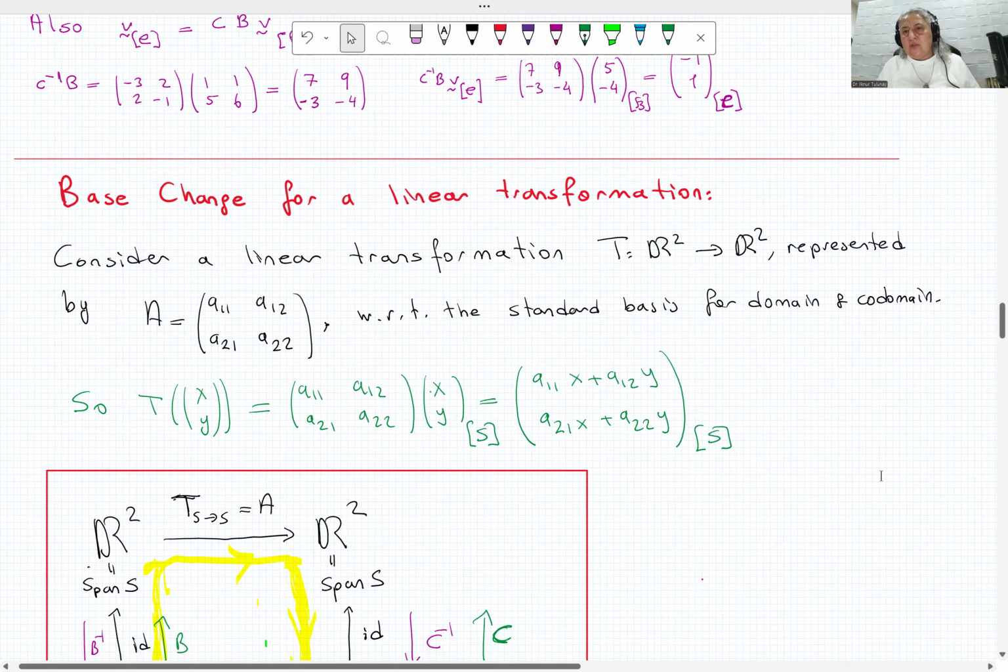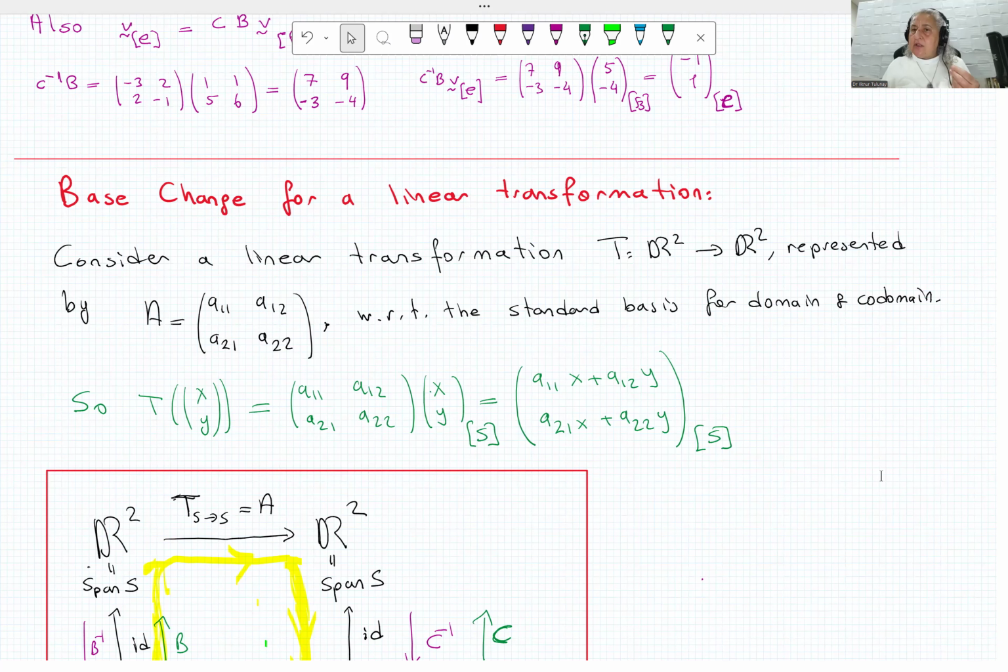Base change for a linear transformation. Linear transformations are important in linear algebra for vector spaces because they are not just any maps. They are the maps preserving the linear structure, preserving the vector space structure. They preserve vector addition, they preserve scalar multiplication. That's not just a map, not just an assignment. It is an assignment preserving the structure. This is why linear transformations are particularly important.